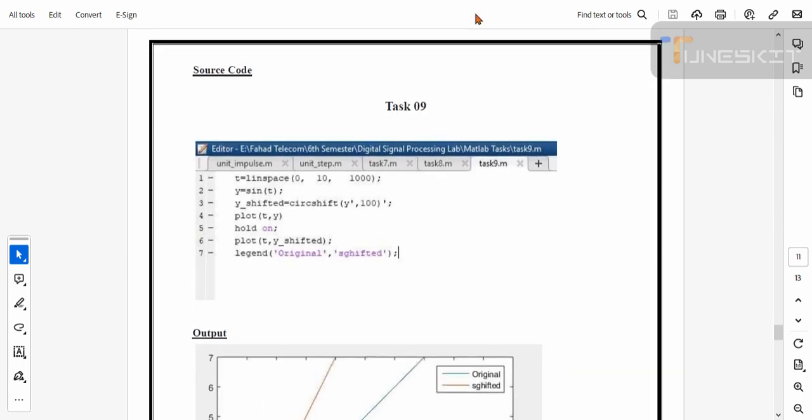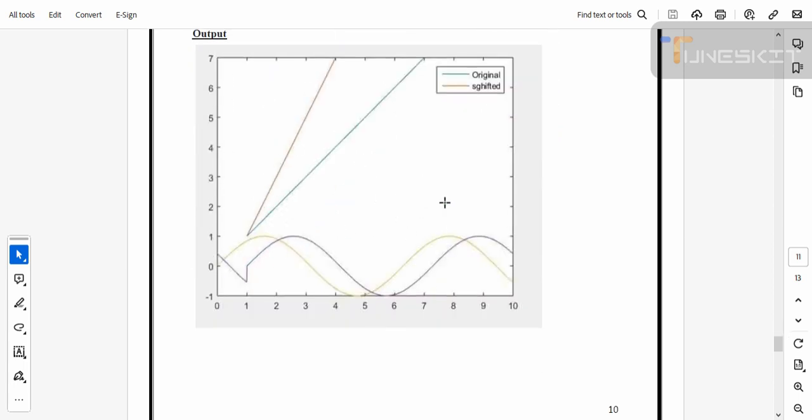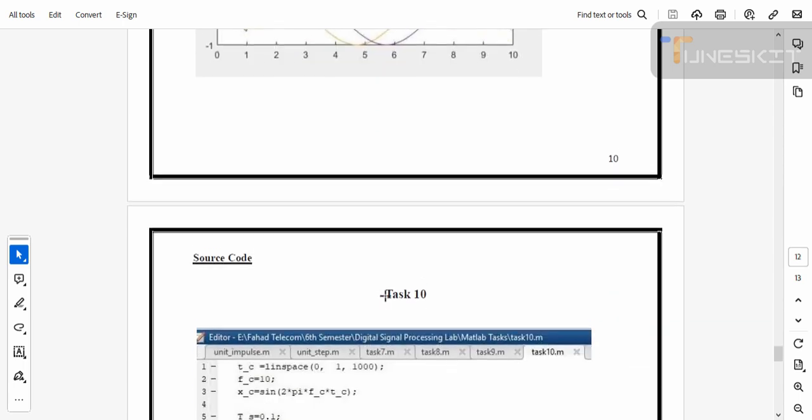In task number 9, we define a time range from 0 to 1000 with a difference of 10. In this task we have to use the shifting property of the signal. For this we have a sine function and we use this shifted function. After this we are using the plot command to plot the graph, the hold on command, and also the legend command. When we simulate this code we obtain this type of graph.